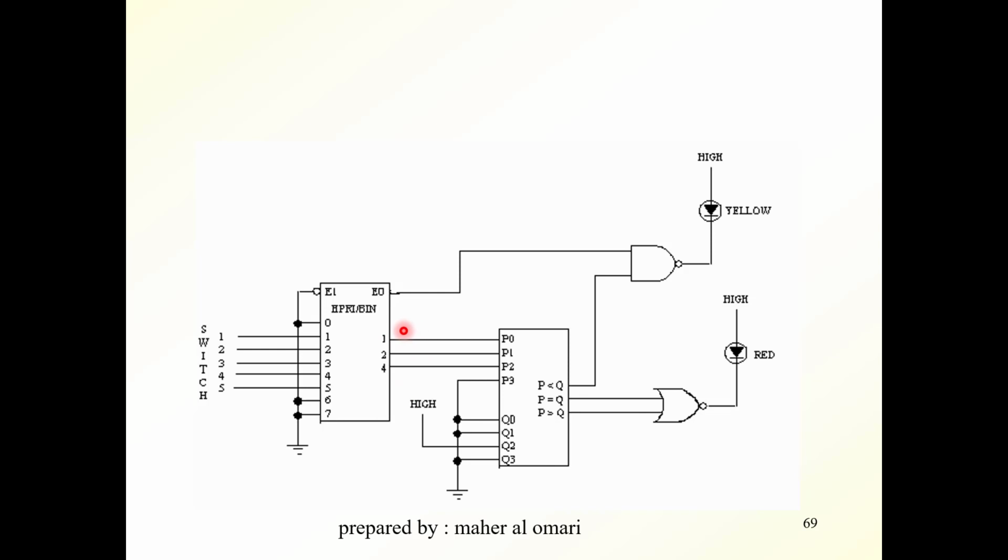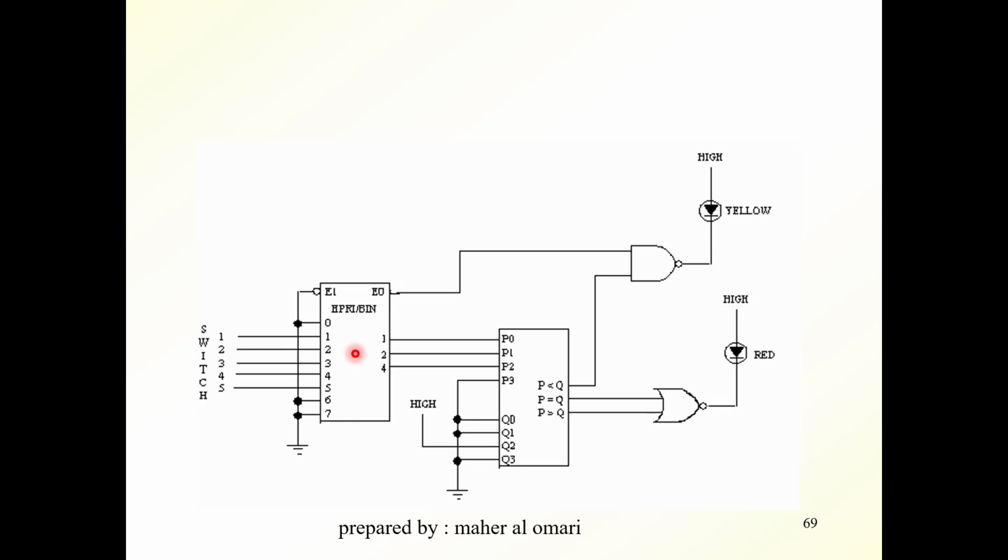What are the possible values for the code at the output here? It's the code for input 1, which is 1, 0, 0, or the code for input 2, which is 0, 1, 0, or the code for input 3, which is 1, 1, 0, or the code for input 4, 0, 0, 1, or the code for input 5, which is 1, 0, 1. It cannot be the code for 6, 7, or 0 because they are grounded.